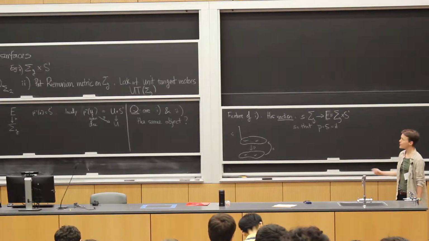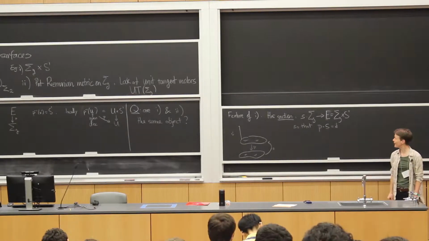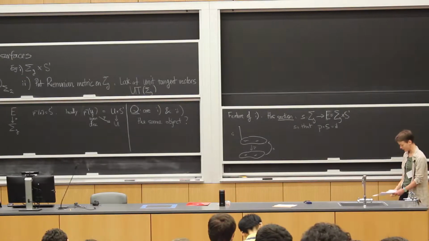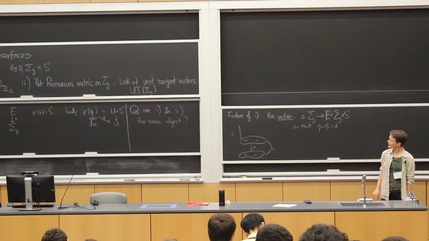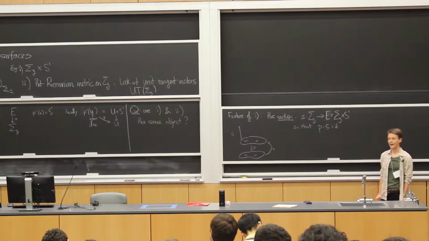So we can ask if example 2 has this feature, and if it doesn't, then we've distinguished them in a nice way. So maybe our next question is how to tell if a bundle has a section.